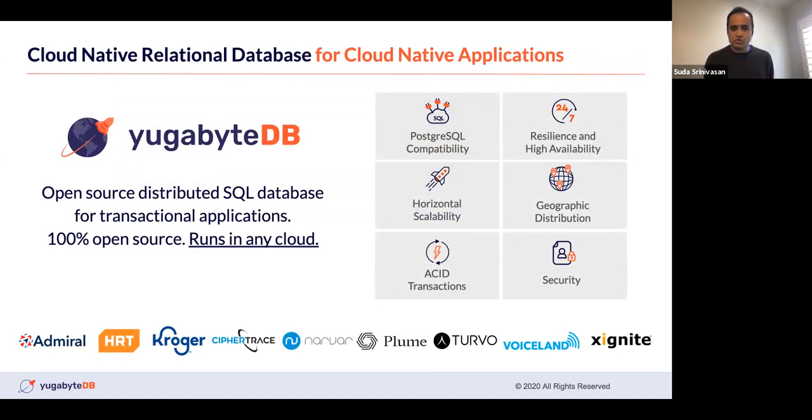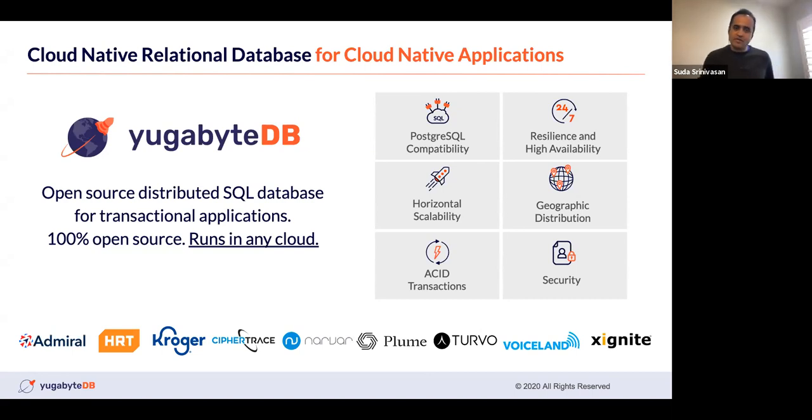YugabyteDB is an open source distributed SQL database. We are built for transactional applications, large scale transactional applications that require resilience and scalability. YugabyteDB is 100% open source, as Amey mentioned, so everything you're seeing here is going to be available. You can go check our docs at any time, and they will be up to date with all these features.